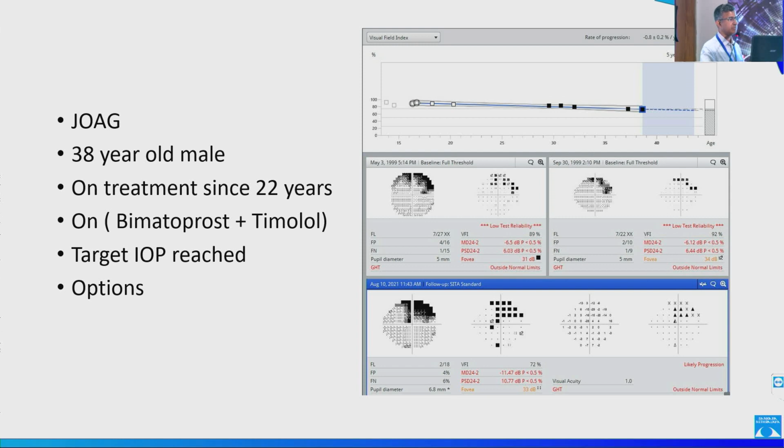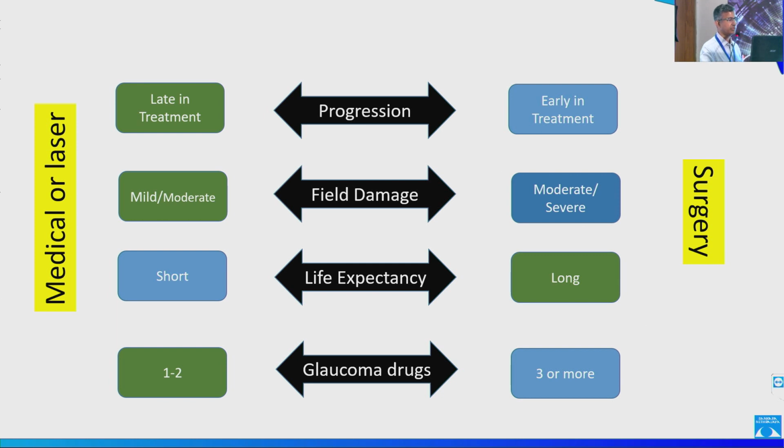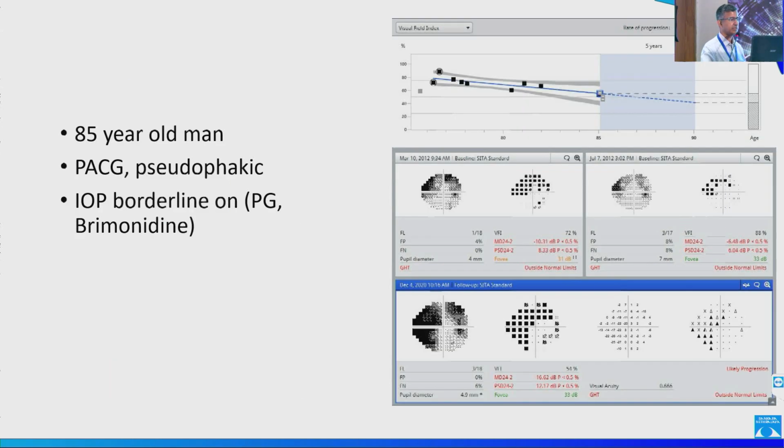This is a young man, 38 years old, on treatment for 22 years on bimatoprost and timolol. Target IOP is reached, but he is definitely showing progression. You can see from 1999 to 2000 to 2021, there is a change. So the options are medication or SLT. In this case, we are not doing SLT because SLT does not work that well in the juvenile open-angle glaucoma spectrum. Again, long life expectancy is something we're worried about, but because most of the other factors favor him, we'll just go with escalating medical therapy.